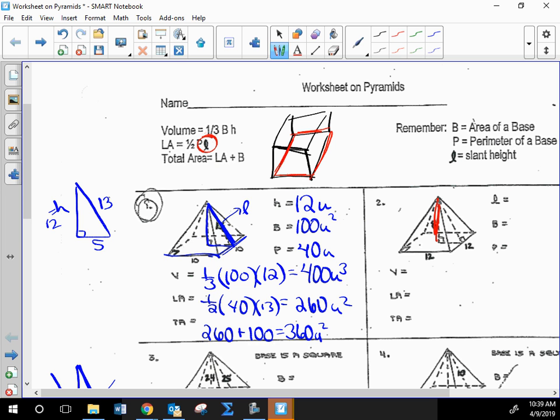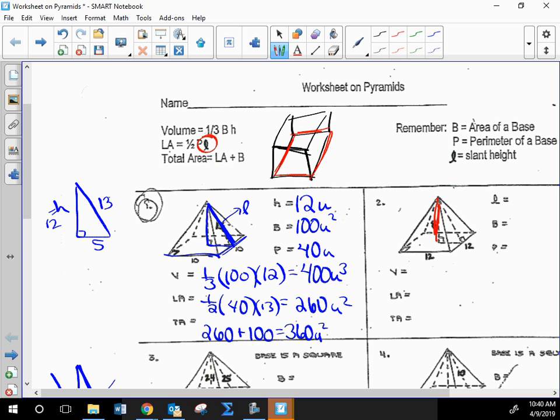All right, do we have any questions on number 1? So L, the little L thing, means slant. Number 2 you will be doing for homework. Do we have questions on number 1?